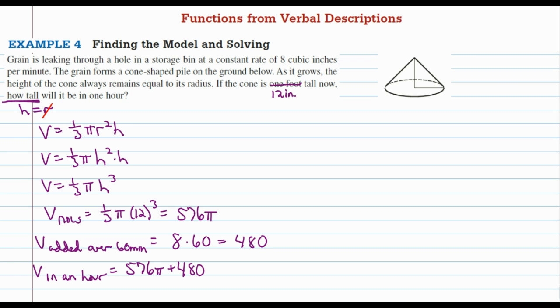So now I have the volume, I just need to calculate what the height is. So I'm going to take 576 pi plus 480 as my volume, and I'm going to solve, because that's supposed to equal 1/3 pi h cubed. So first things first, I'm going to multiply both sides by 3 and divide by pi, or in other words, multiply by 3 over pi.